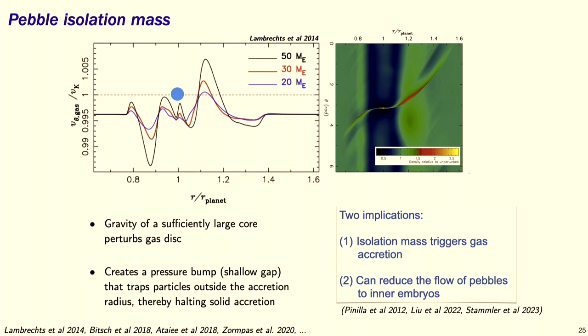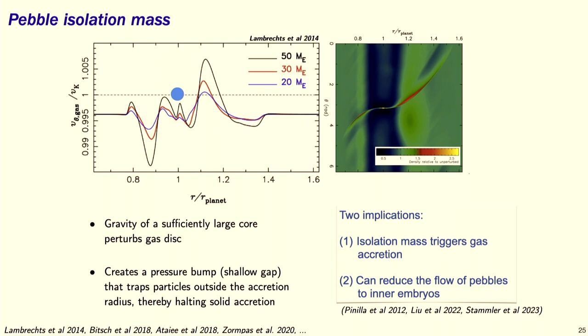And remember, it was the difference between the gas velocity and the Keplerian velocity that drove the inwards drift of pebbles. So a pebble that ends up here in this pressure bump gets stuck and does not anymore reach the planet. So you halt accretion. The implication is that halting accretion is also the halt of depositing accretion heat into the potential of the planet. That is a good trigger for starting the process of gas accretion.